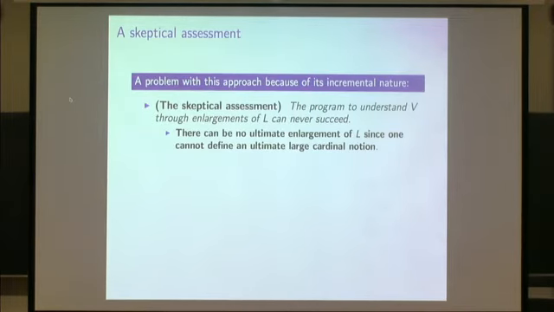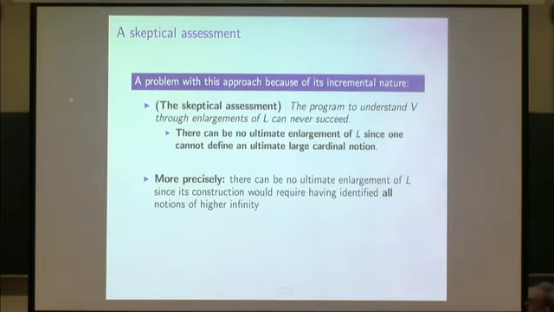Well, there's a skeptical assessment now. The program to understand V through enlargements of L can never succeed, because there can't be an ultimate enlargement of L since one cannot define an ultimate large cardinal axiom. Well, except for maybe 0 equals 1, but that's not so interesting. More precisely, there can be no ultimate enlargement of L since its construction would require having identified all higher notions of infinity. Because remember what the methodology is. We use the large cardinal to enhance the definable power set and then do the construction.